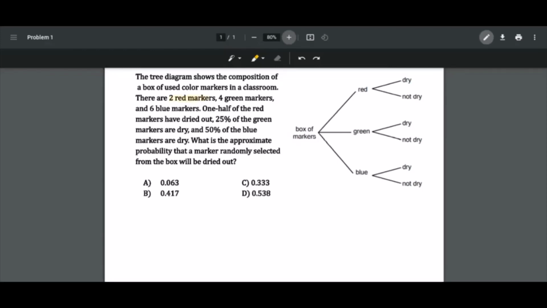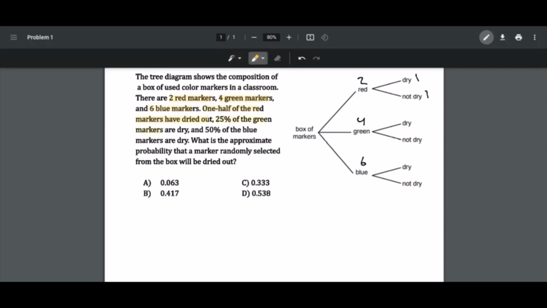The question says the tree diagram shows the composition of a box of used color markers in a classroom. There are 2 red markers, 4 green markers, and 6 blue markers. Let's write them down. One half of the red markers have dried out. So half of the 2 red markers are dried. So one of the red markers is dried and the other red marker is not dried.